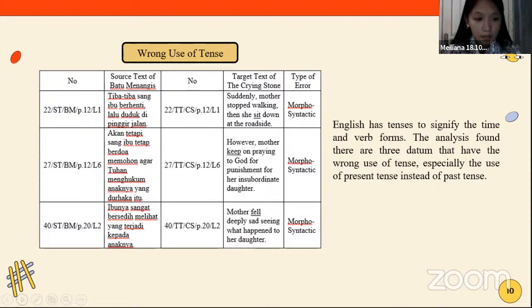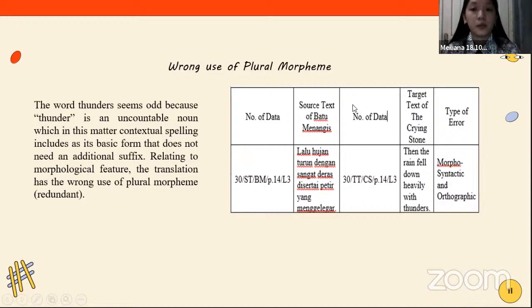And then next, for the wrong use of plural morpheme, it is mixed between morphosyntactic and orthographic. The word thunders, disertai petir yang menggelegar, then the rain fell down heavily with thunders. The word thunders seems odd because thunder is an uncountable noun, which in this matter, contextual spelling includes as its passive form that does not need an additional suffix. And then for the morphosyntactic error analysis, I found the translation has the wrong use of plural morpheme. Yeah, here the word thunder.